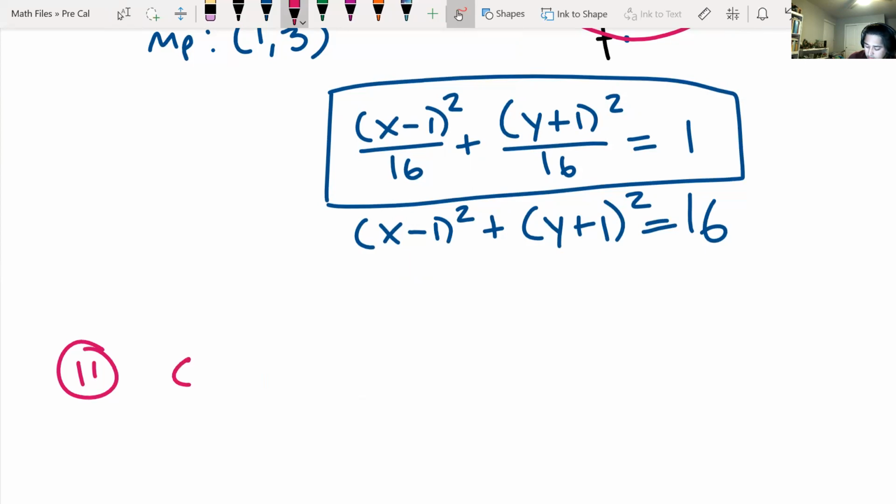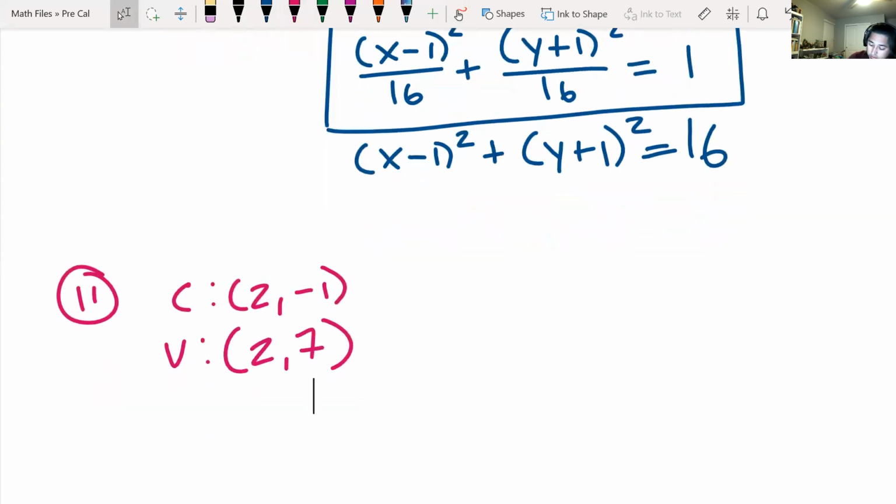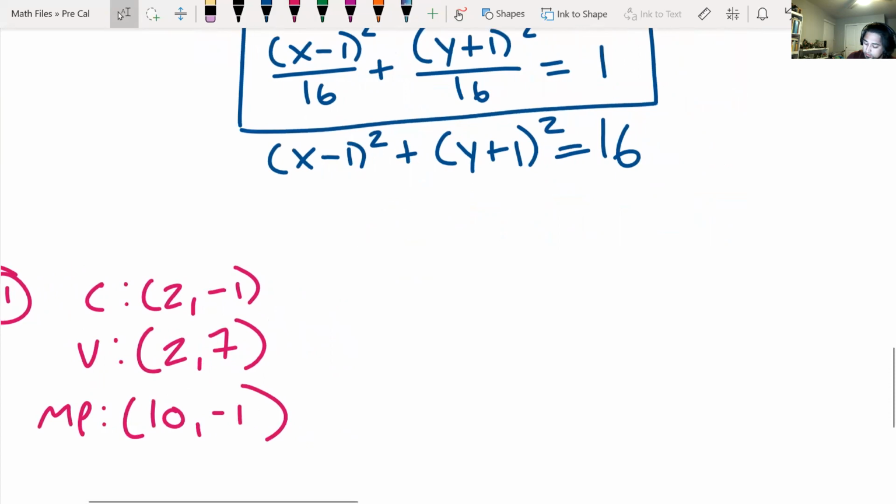Here I have a center at (2, -1). I've got a vertex at (2, 7). And then we contain the point (10, -1), which we're going to assume is a minor point, for now.